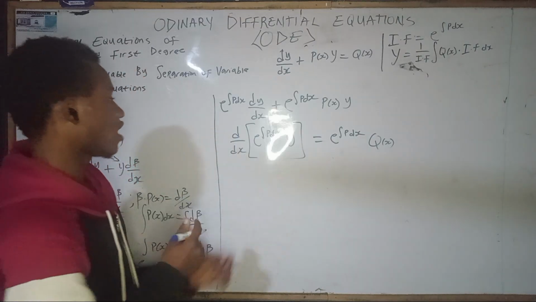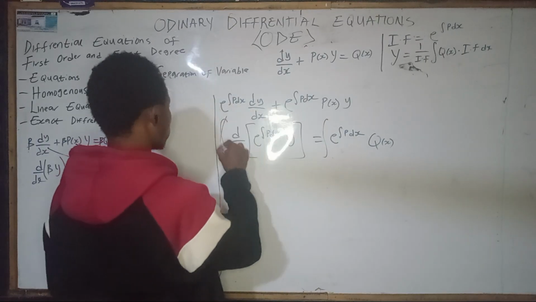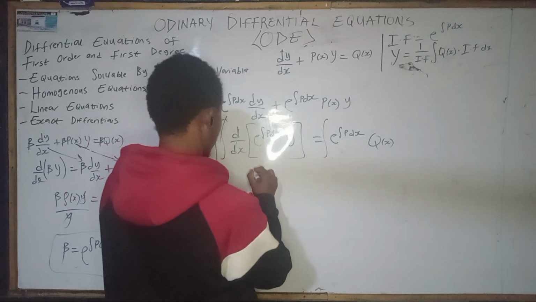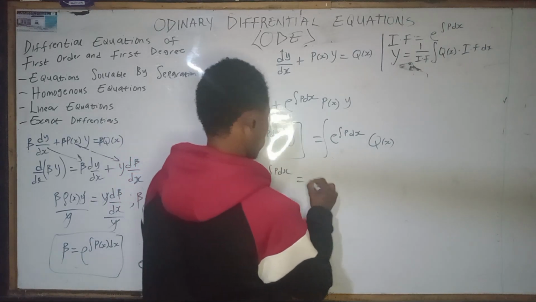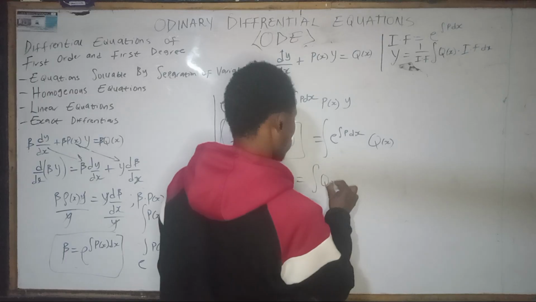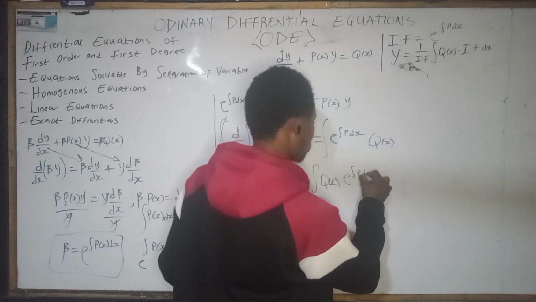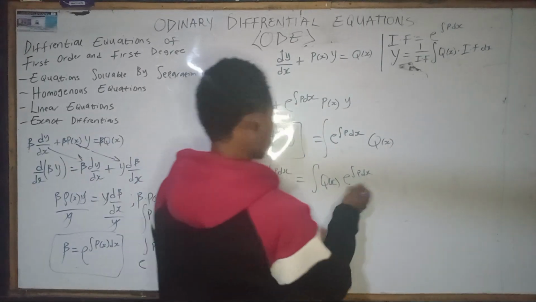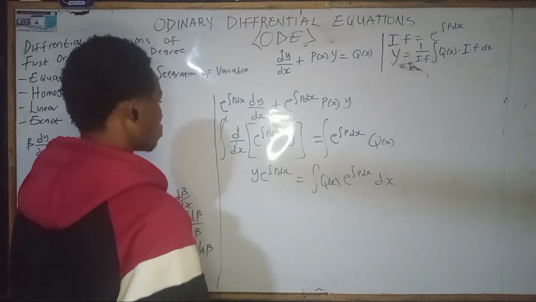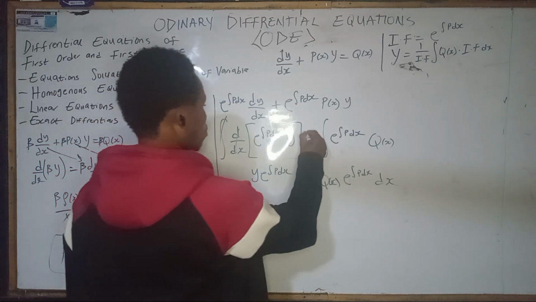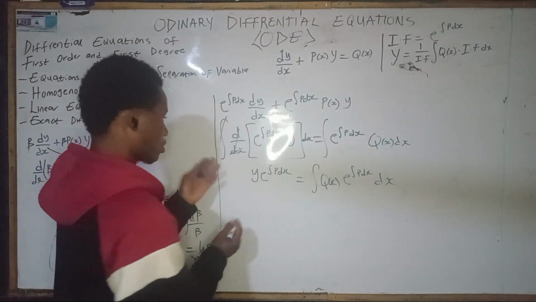So now that we have both sides, we just add our integration to both sides. Integration will cancel our differentiation here. We have our y times e raised to the power of the integration of p dx is equal to the integration of q of x times e raised to the power of the integration of p dx, and here our dx at the back. So that is that, and we put our dx on both sides here.